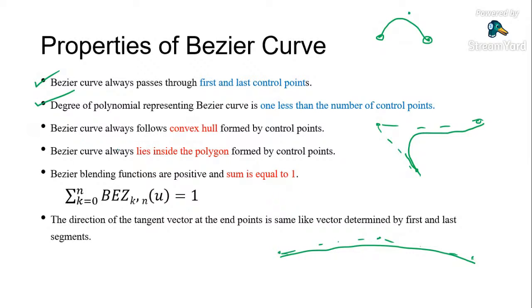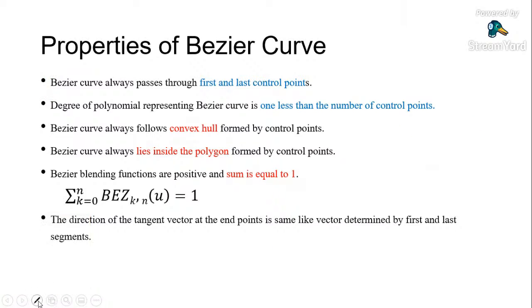Now next is Bezier curve lies inside the polygon formed by the control points. So it is inside the polygon. The Bezier curve, whatever we are getting, lies inside the polygon formed by the control points. Now next, Bezier blending functions are positive and their sum is equal to 1. If you calculate the sum for k equal to 0 to n of the Bezier function B(k,n) of u, it must be equal to 1. So the summation of all the Bezier blending functions is equal to 1.